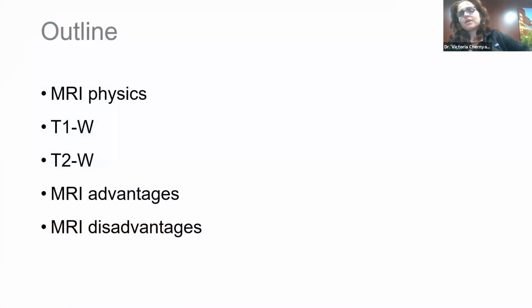So we'll talk today about introduction to MRI. We'll start with a little bit about MR physics. We'll discuss T1 and T2 weighted sequences because they're kind of the staple no matter what body type you're imaging, and touch upon advantages and disadvantages of MRI.